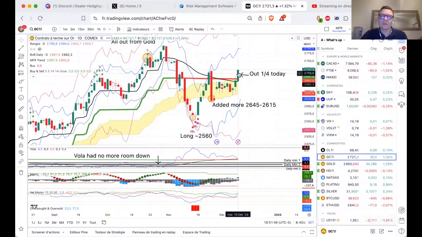Okay, so I got out a quarter. I'm looking to sell another quarter at the top of the range. And then we're going to see if I'm going to add, most probably, and let it ride for the next bull run. But before we can talk about that, we need to see trade below trend and volatility decisively down.